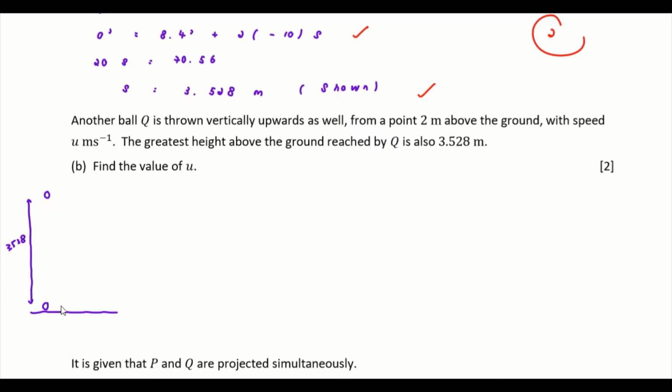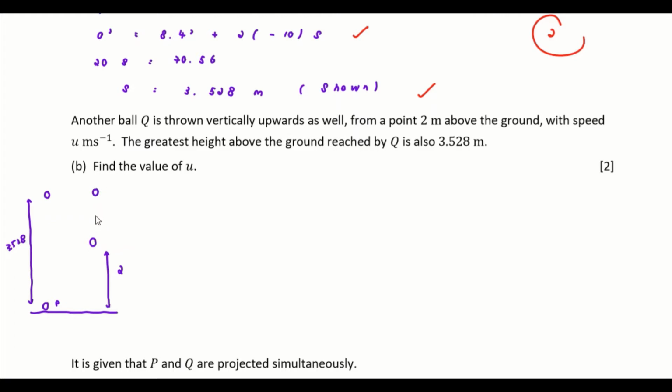Now this is point P. So we have another ball, which is ball Q. But the ball Q doesn't start here. The ball Q starts at 2 meters from the ground, so maybe somewhere here. From here to here is 2 meters. Okay, and the question tells us that the greatest height above the ground reached by Q is also 3.528, which means this is the maximum point for Q.